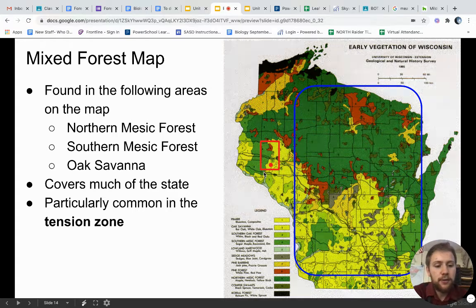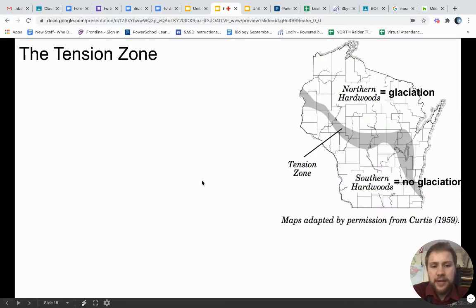The tension zone, which is a geological feature, not so much a botanical one. But let's talk about it anyways because it's important. So what's the tension zone? It's not if I'm working out and I'm doing an arm curl, the tension in my bicep. It's not that kind of a tension zone.